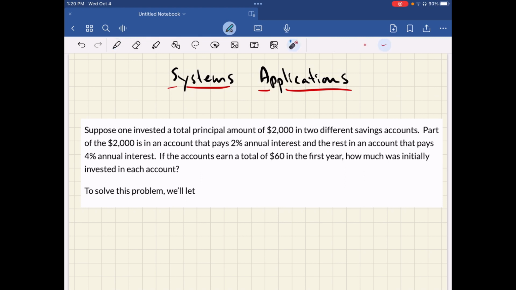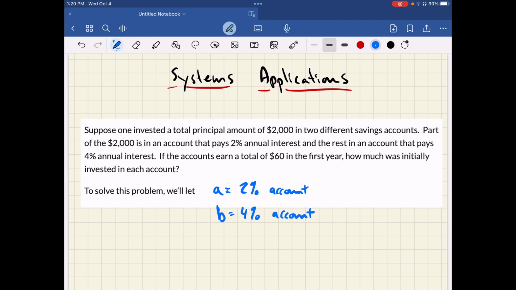All right, so in this question, we have $2,000 we're going to invest into two different savings accounts, okay? One account pays 2% interest, the other pays 4% interest. And from both of those together, I earn a total of $60, okay? So here's what I know. I'm going to let A equal the 2% account, and I'm going to let B equal the 4% account.